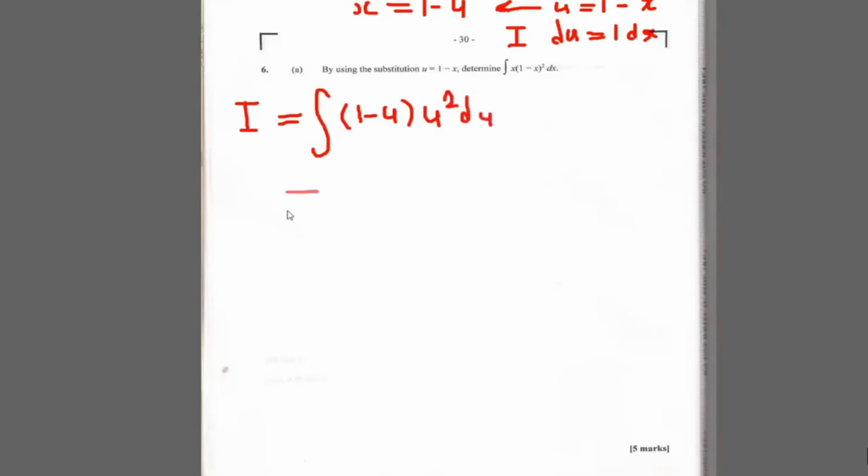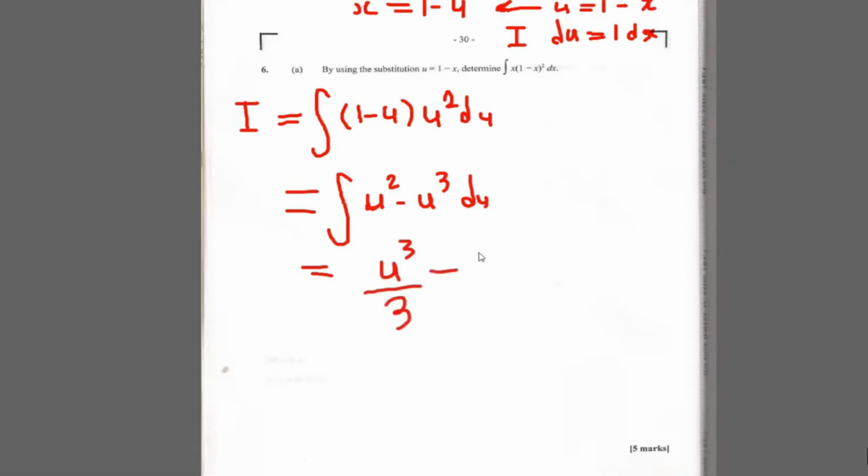And so this works out to be 1 times u squared is u squared, and minus u times u squared is minus u cubed du. Now you can proceed to integrate normally. You add 1 to the power, so you get u cubed divided by the power 3, minus, add 1 to the power, u to the 4 divided by the power of 4, plus some constant c.